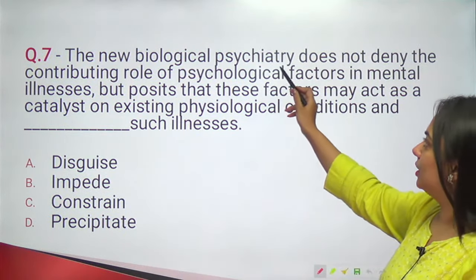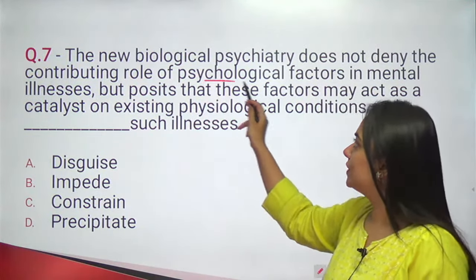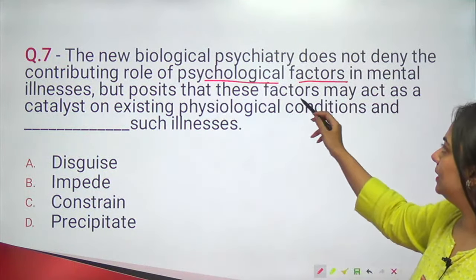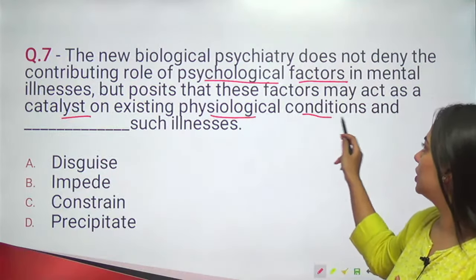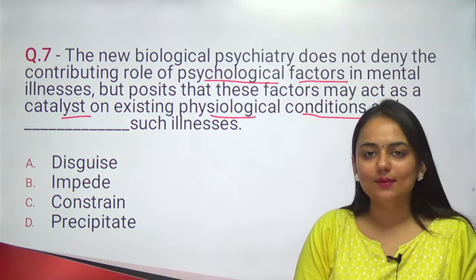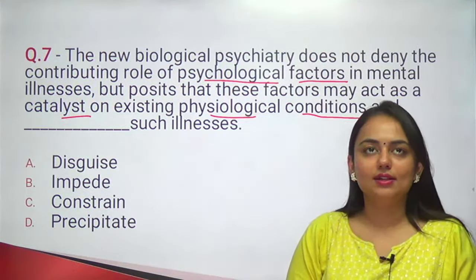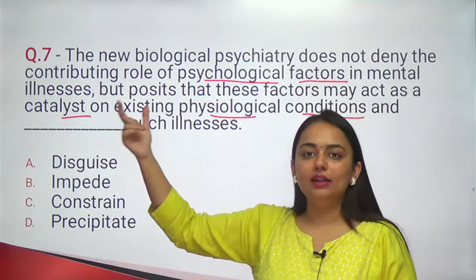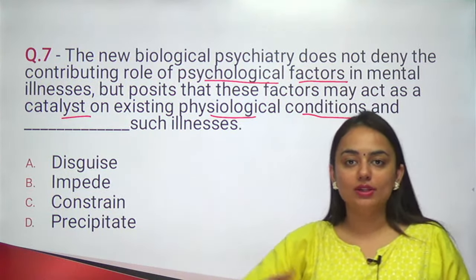The new biological psychiatry does not deny the contributing role of psychological factors in the mental illness, but posits that these factors may act as a catalyst on existing physiological conditions and dash such illnesses. Quite a lengthy sentence. Take your time, read it again. Understand what the speaker is saying in this sentence. Catalyst क्या होता है? Anything that increases the speed of a process.